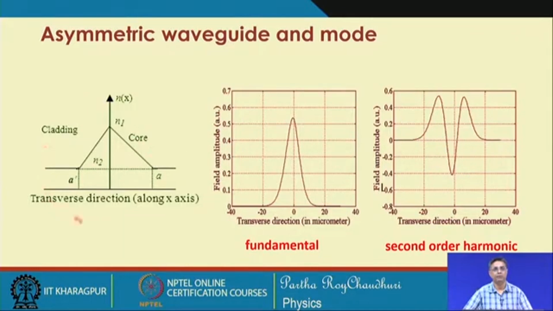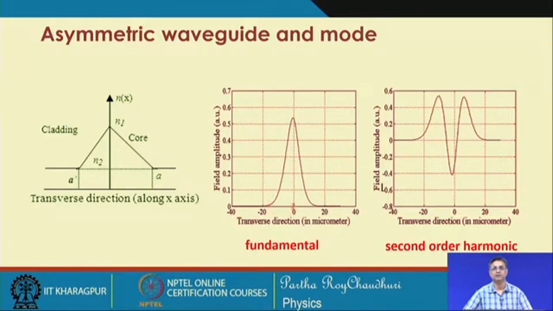If you have a waveguide structure which is asymmetric, but still linear, this is again a triangular profile, but not a regular, symmetric triangle. So, this side is falling faster, this is falling slower, and these two, this is A dash, this is A, are different values. In that case you can see that the mode is slightly extended on the left hand side, whereas on this side the field decay is faster.